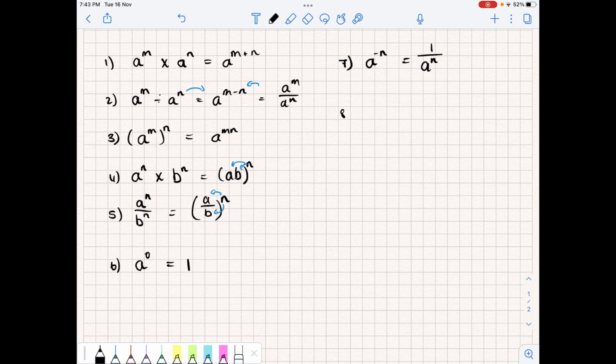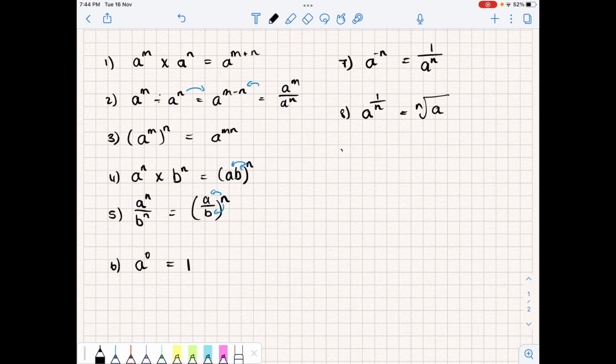Rule number 8, if we have a number raised to 1 over some number, it's just shorthand for saying we're looking for the nth root or the root of that number.